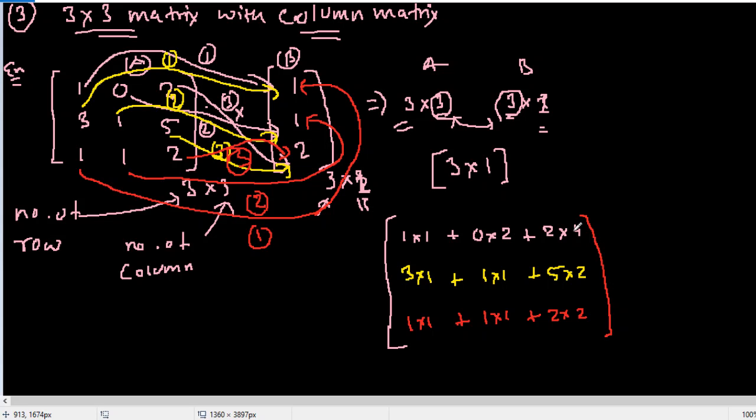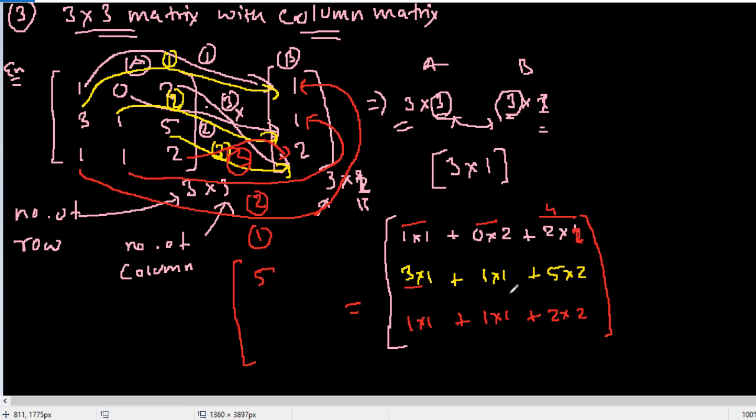Sorry, actually let's come out to 2 plus 2. Now solve it. So what do we get? After addition we get 1 plus 0 plus 4. It becomes 5.